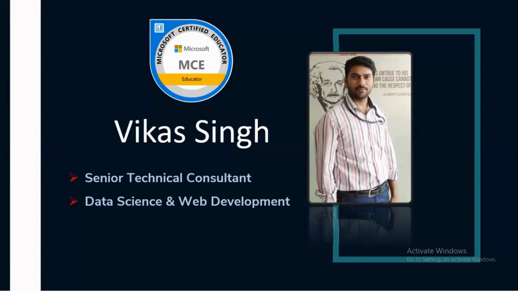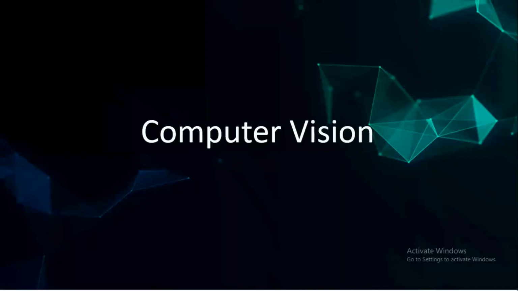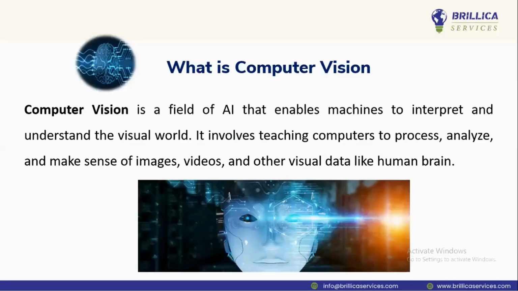So in this video, I'm going to talk about computer vision, which is basically a subfield, a subdomain of artificial intelligence. We'll talk about how it works and why we need computer vision in computer science. If you're going to deal with visual data like a human brain, then you have to understand computer vision concepts and algorithms.